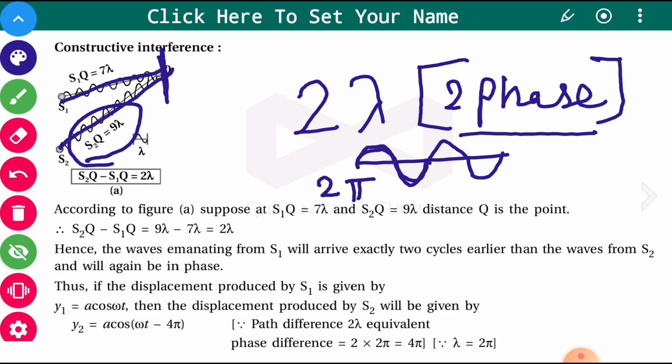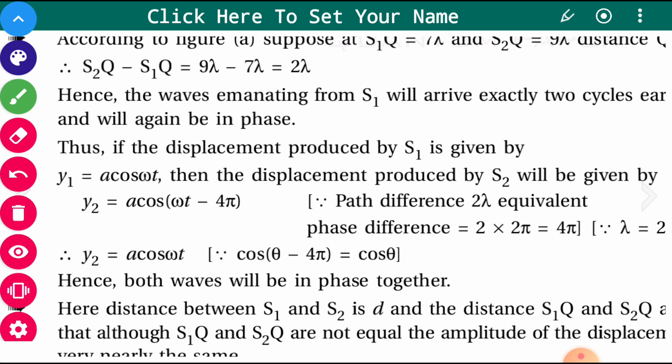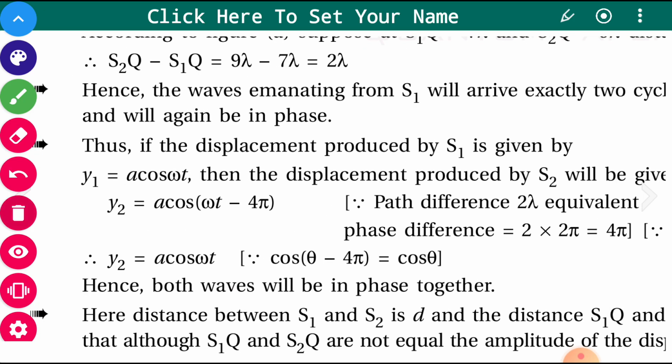2 phases means 2 cycles, one cycle and the second cycle. So for one cycle the phase difference is 2 pi, the other will also have 2 pi, so there is a phase difference of 4 pi between the first and the second wave. So we can say the first wave is having the wave equation, for example, y1 is equal to a cos omega t.